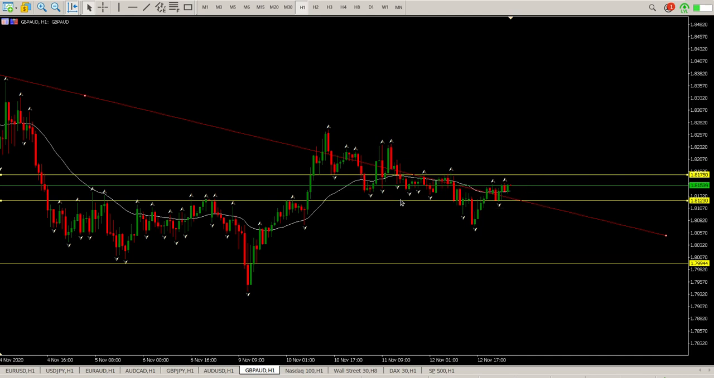So I'm pretty much not even bothering with this. I want to see us get above 1.81750, get up hard above it, come back and test it, and then start bouncing before I start looking for anything. I think this price action here is going to continue through to today as well.